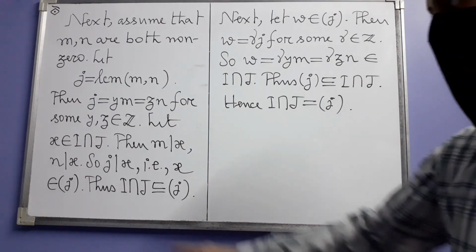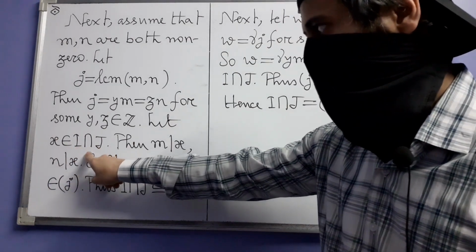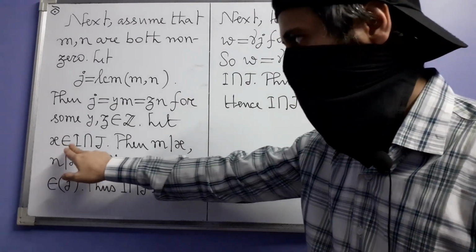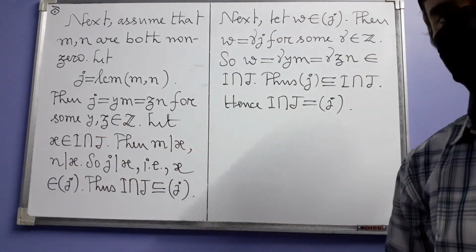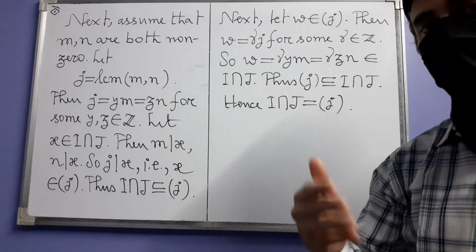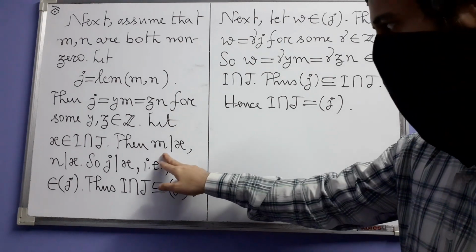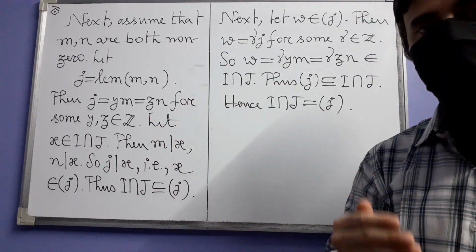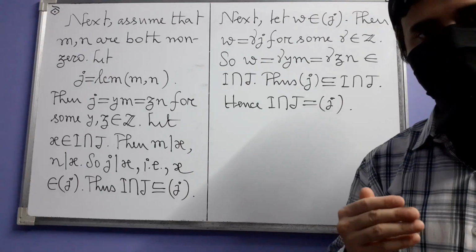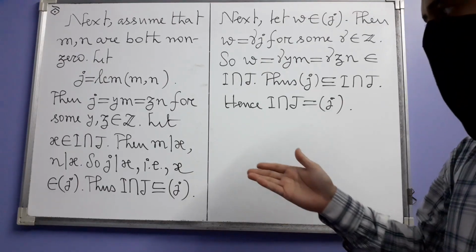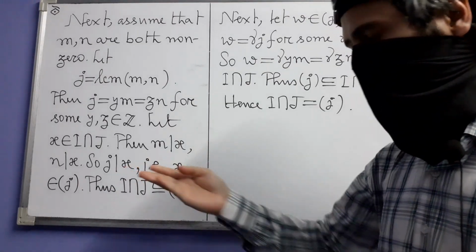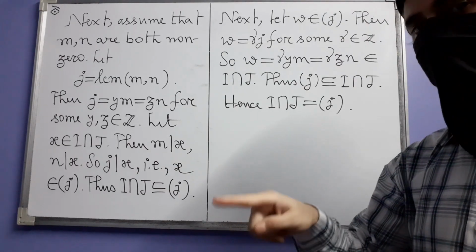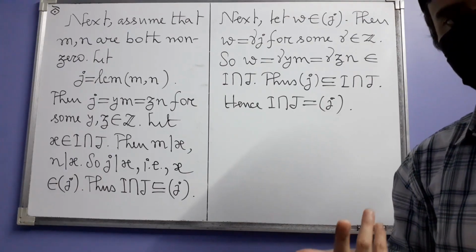Let's see how. Say you take any element x in I intersection J. Then obviously, since x belongs to both I as well as J, it will be a multiple of both m as well as n. So m and n will both divide x. In other words, x is a common multiple of m and n. So by the property, or in fact this is also another definition of LCM, the least common multiple will divide any common multiple x.